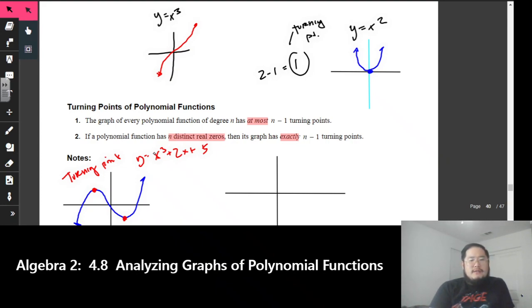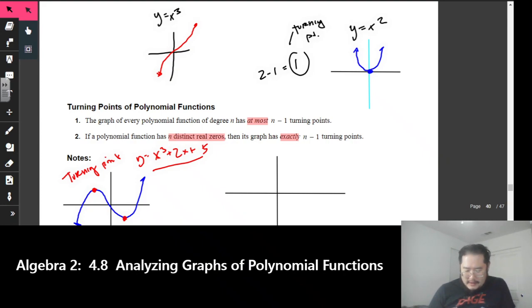The next part says if a polynomial has n distinct real zeros, then its graph has exactly n minus 1 turning points. So if I were to give you, like, let's say right here, in this example, are there any distinct zeros? I know it's not factorable, so most likely it doesn't look like there are any distinct zeros. I can't solve it and get nice numbers as a zero.